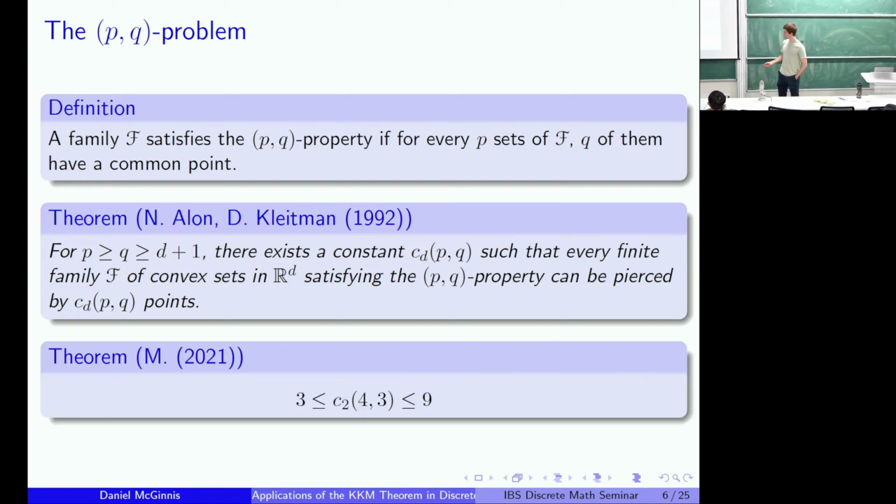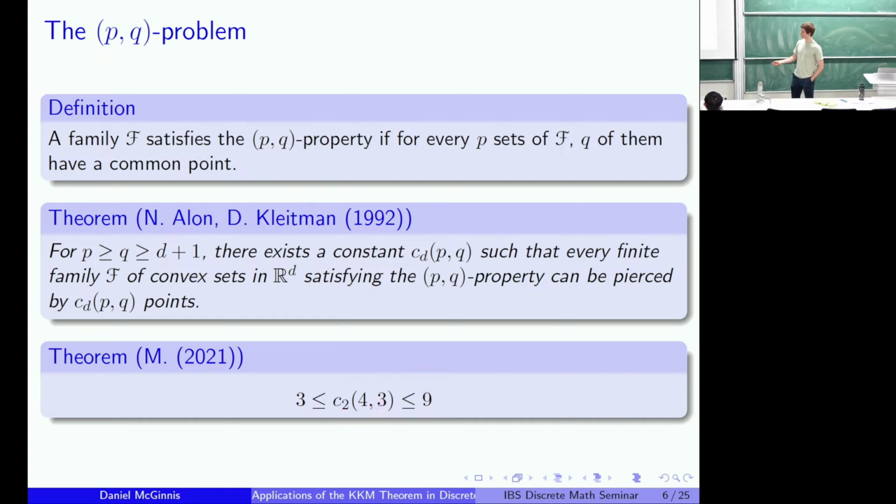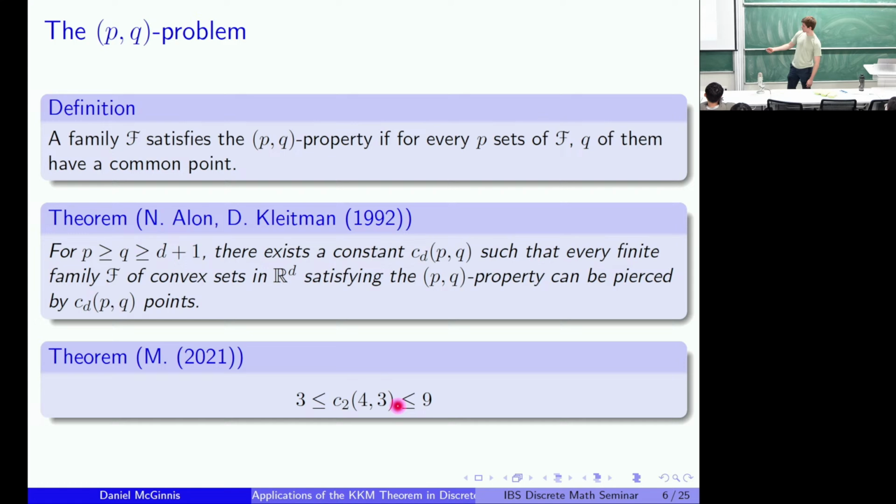One of my contributions in this area was that I proved an upper bound on C_{4,3}. The lower bound had already been known. It's widely believed that this constant should be 3. And so my contribution was showing that it was at most 9.